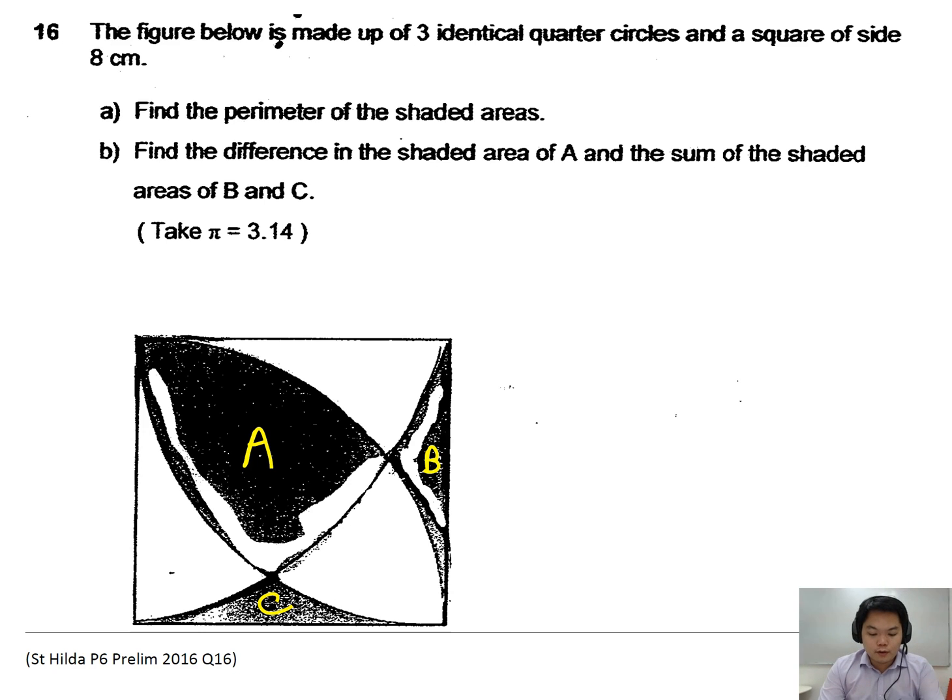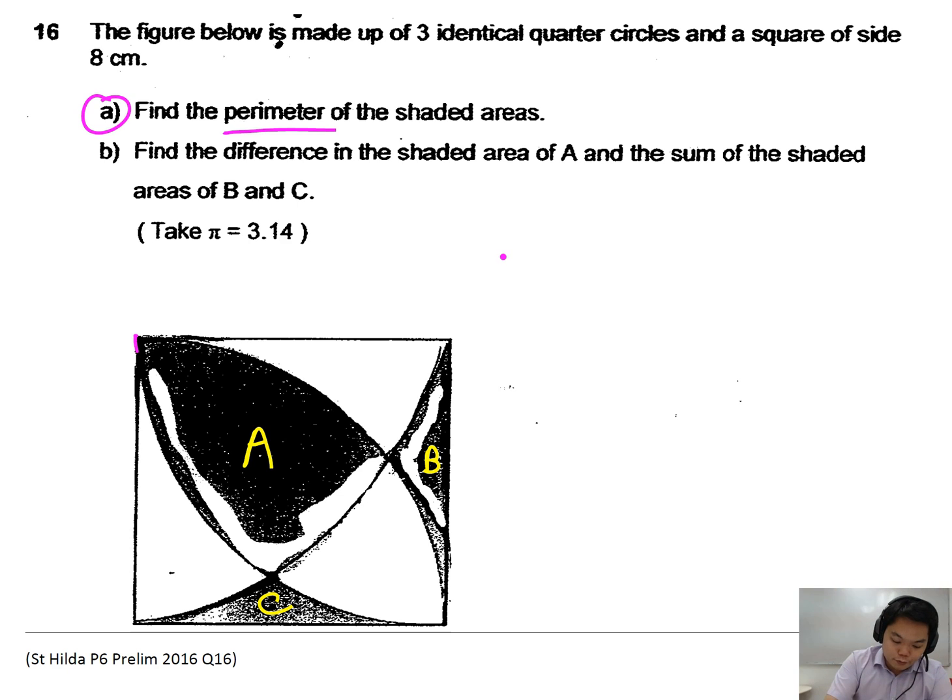The figure below is made out of 3 identical quarter circles and a square of side 8 cm. Part A, find the perimeter of the shaded areas. Part B, find the difference in the shaded area of A and the sum of the shaded areas of B and C. Let's start with Part A, and let us define where the perimeter is.